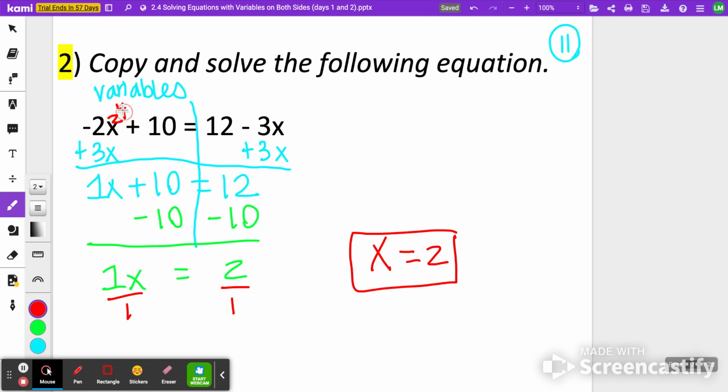2 times 2 is 4. Sorry, that's negative 4. Negative 4 plus 10 is equal to 6. And then 12 minus 3 times 2, that's 12 minus 6. That's also equal to 6. So I know I got it right.